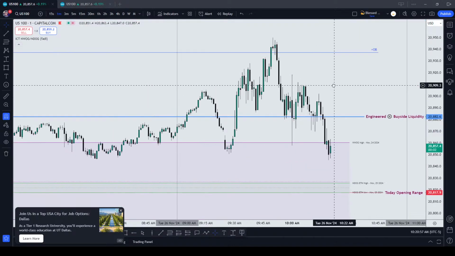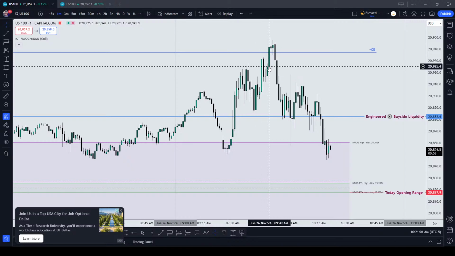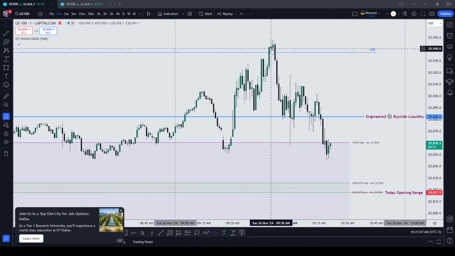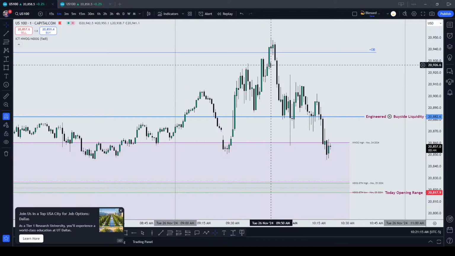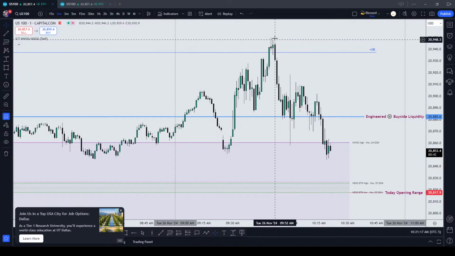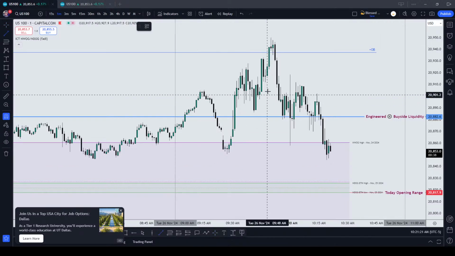So what was the time around here? During a macro, we would like to see it being formed during a macro. Okay, so right here, the macro starts right here, tapped into what, a higher time frame array right here. So we're not expecting it to go above it anymore. So let's mark that out first.